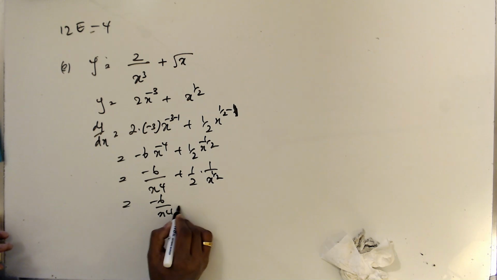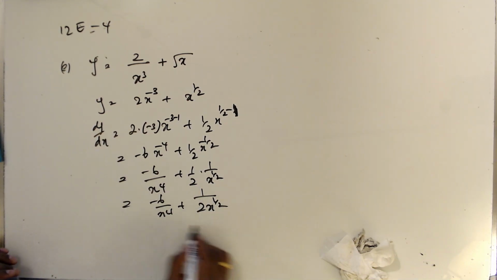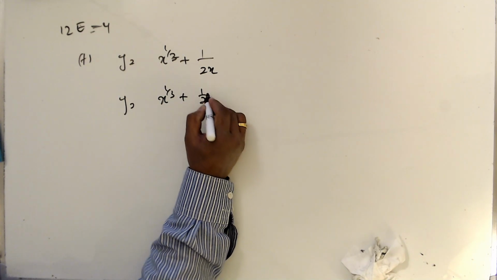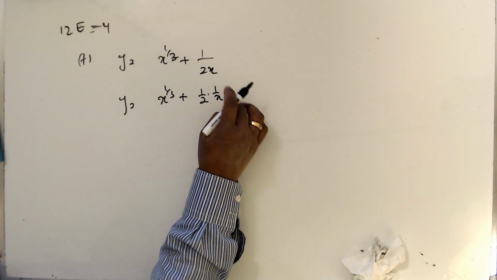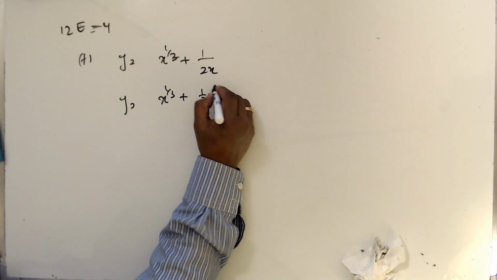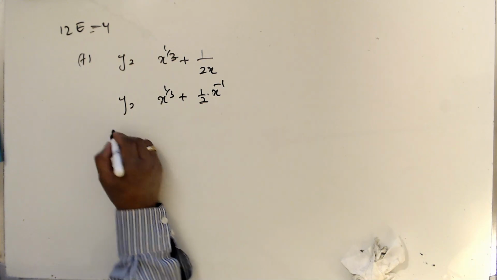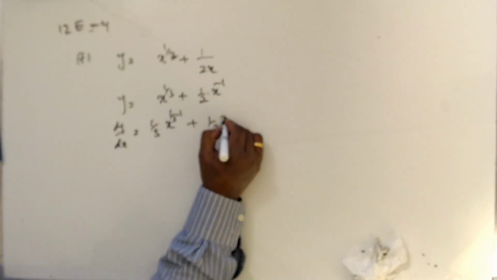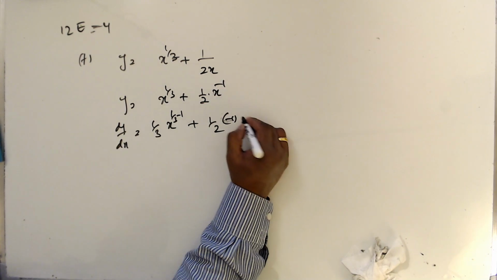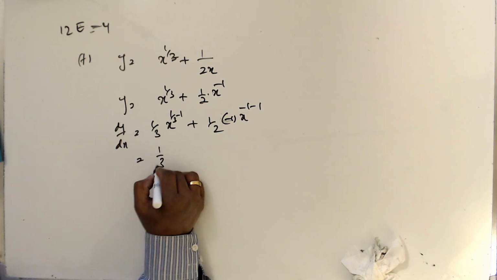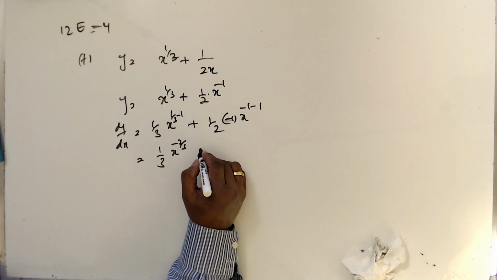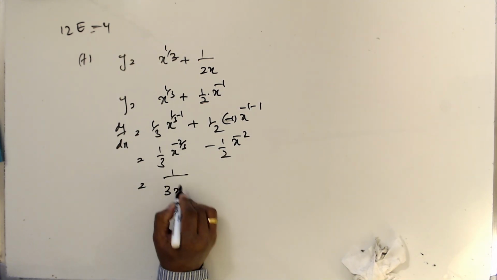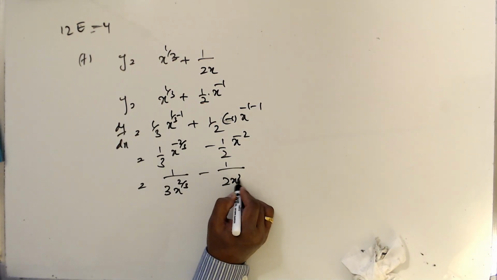So minus 6x over 4 plus 1 over 2x, half. So y equals x to the 1/3, and I can write half times 1 over x. So 1 over x, I can write x to the power minus 1. Then dy by dx is 1/3 x to the power 1/3 minus 1, plus half times minus 1 times x to the power minus 1 minus 1. So this is 1/3 x to the minus 2 over 3, and this is going to be minus half x to the minus 2. So this is going to be 1 over 3 x to the 2 over 3 and 1 over 2x squared.